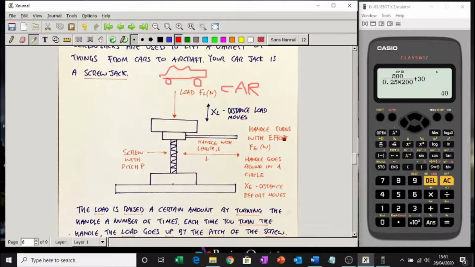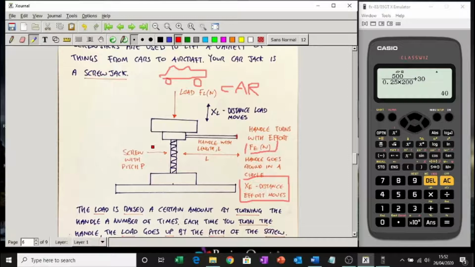So the handle turns with effort. This is where you put your effort in. You put a force there, and that FE lifts this load, which is FL. Every time you turn the handle, that's going to be XE. Don't forget XE stands for the distance the effort moves. Every time you turn this handle in a circle, every time you go around once, this load goes up.